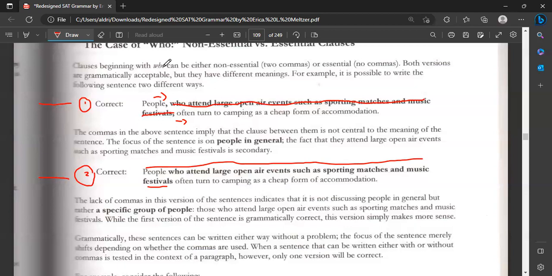That means we can do without it. But in the second one, we can't do without it because we need to know that it's looking at a specific group of people. So we're just going over this for the sake of meaning, so that we understand the context of everything.